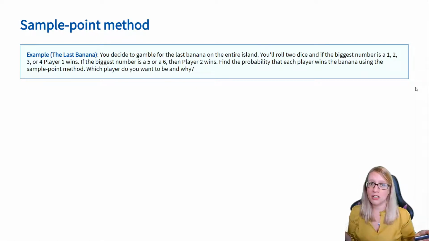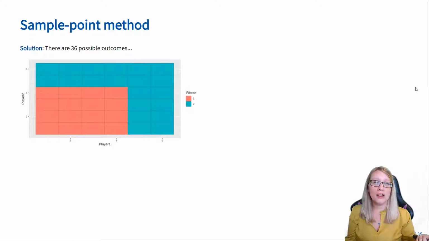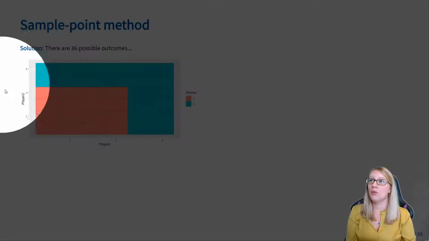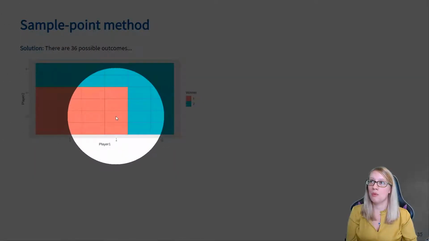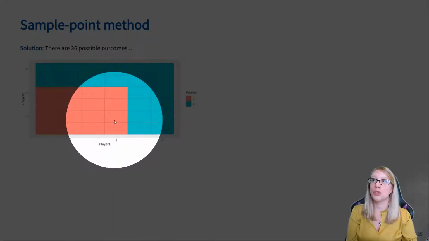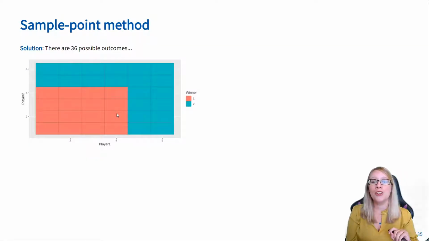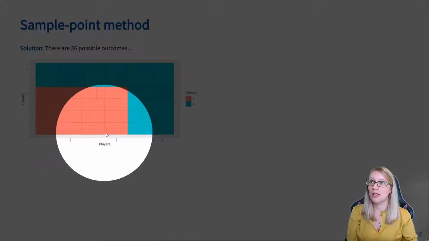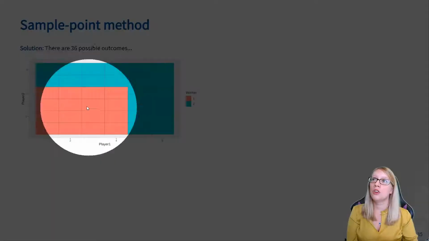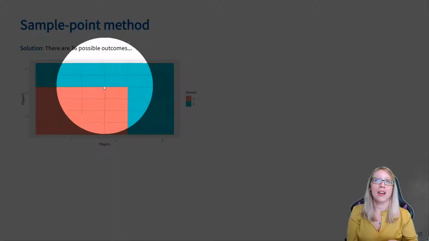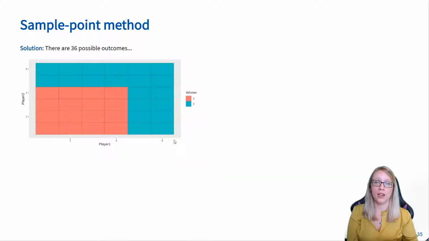Well, first thing we're going to do is figure out what outcomes could happen. So here what I've done is draw a grid of the possible outcomes. Each of these squares in the grid represents an outcome. So for example, right here, this is the event that player 1 rolls a 4, player 2 rolls a 2, the highest number is 4, so player 1 wins. As you can see, this sort of pinkish coral color shows you all of the events in which player 1 would win. The green-blue color represents all of the events in which player 2 would win.